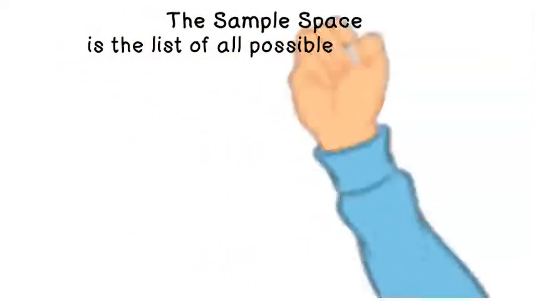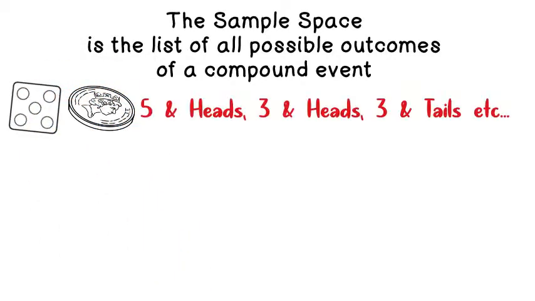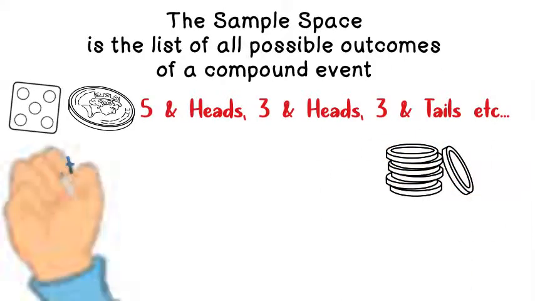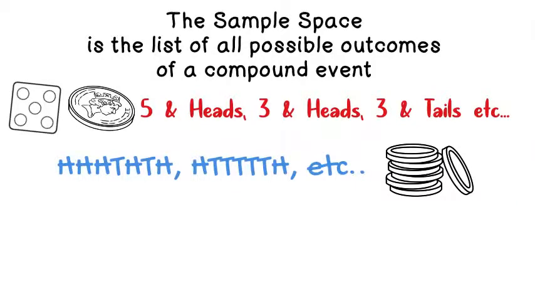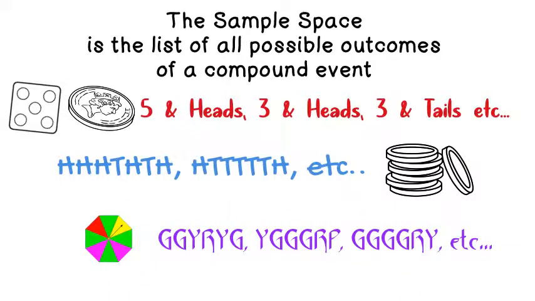A sample space is the list of all possible outcomes of a compound event. In the previous examples, you might get 5 heads, 3 tails, etc., until you have all the possible outcomes. Or for flipping the coins, you might have heads, tails, heads, or heads, tails, heads. Or for spinning a spinner, you might have green, yellow, red, yellow, green, or yellow, green, red, pink, or any other combination. Just remember that you need to list all the possible outcomes.